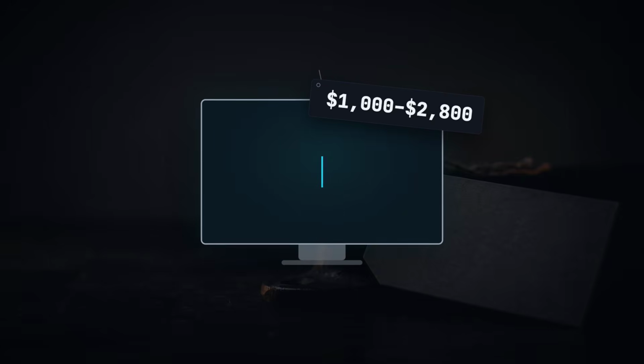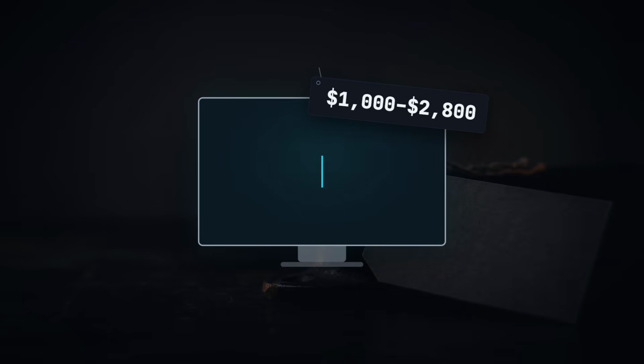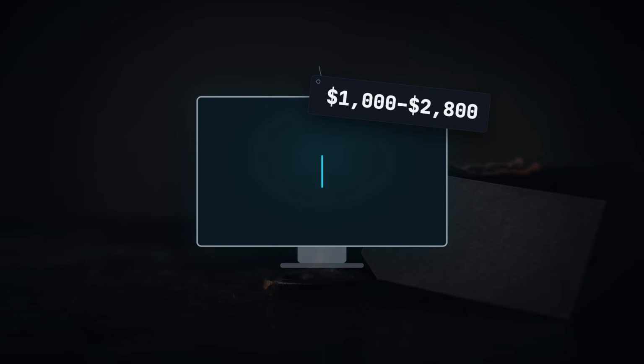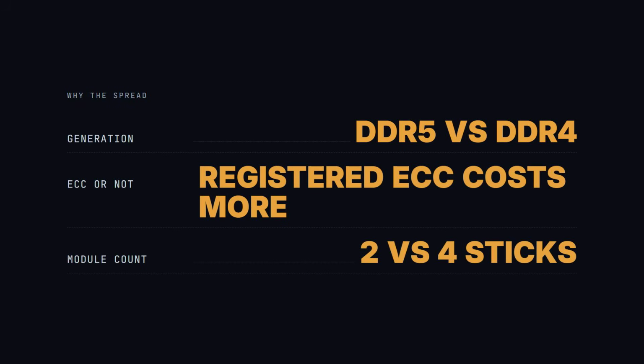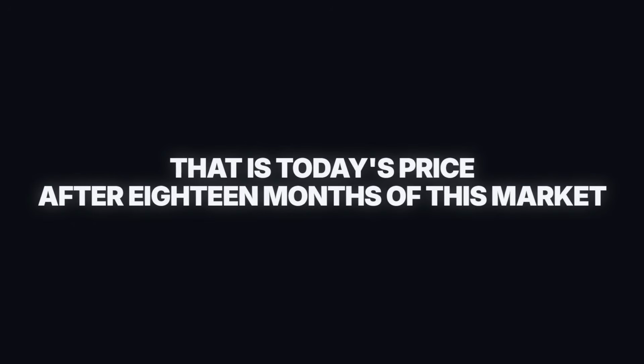Now put that requirement next to what happened to memory prices this year. A 128 gigabyte DDR5 kit today runs between $1,000 and $2,800, depending on generation, whether it's ECC, and how many modules it takes to get there. That is today's price, after everything that happened to this market in the last 18 months.